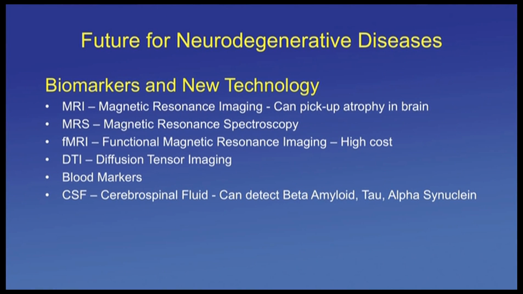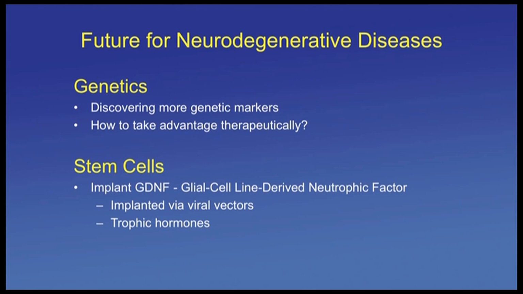The future in neurodegenerative disease and in Parkinson's disease is the biomarkers. And we have more things that are available. We're going to be talking about fine-tuning and giving more sensitivity to the MRI. We're going to be using the MRI spectroscopy, functional MRI. We're going to be doing diffusion tensor imaging. We're going to look at CSF markers like we're looking in Alzheimer's disease.